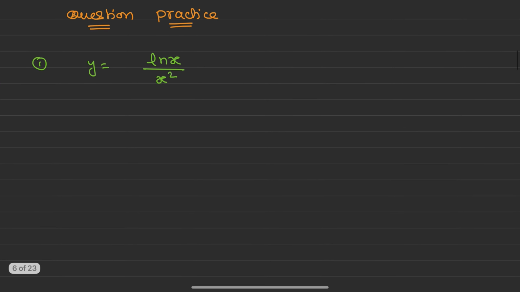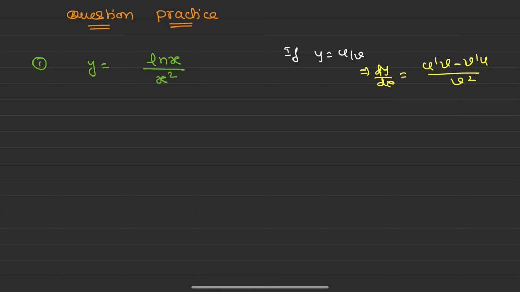So let's start from here. In this particular part, again we are having some set of rules. So we'll write down our key concept over here. We'll say we are having u by v. If y value is equal to u by v, you know about it, that y dash, or you can say like this, dy by dx value will become equal to what? u dash v minus v dash u divided by v square. It is our key concept here.